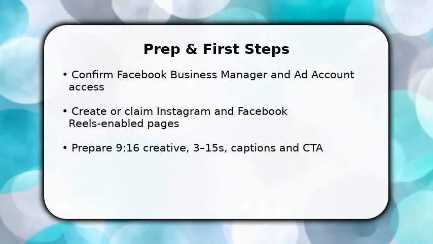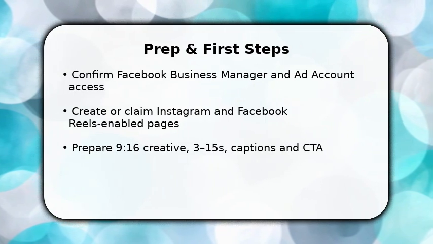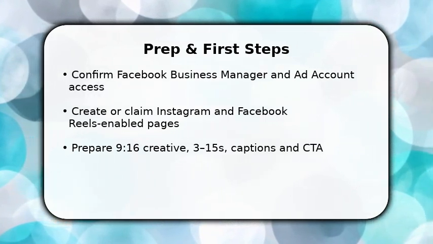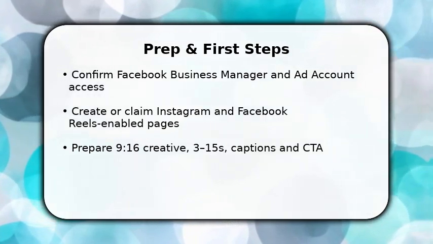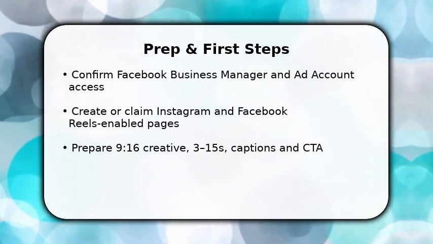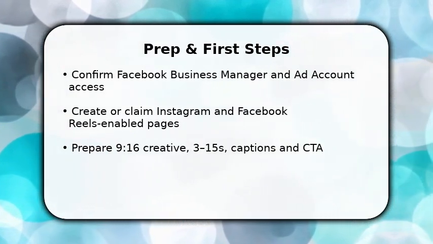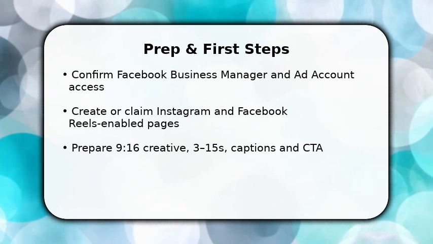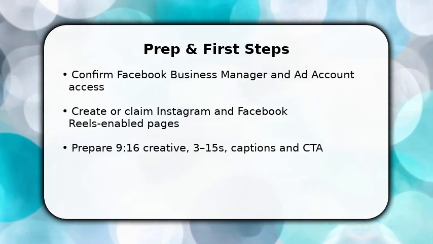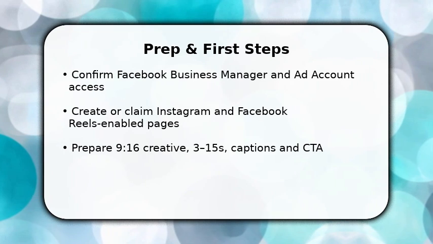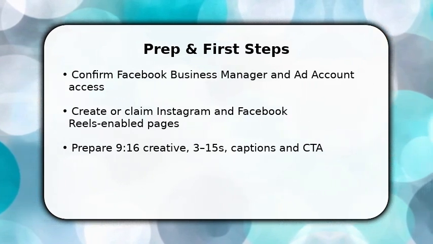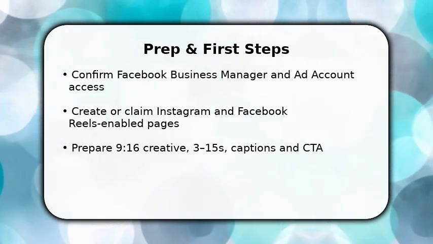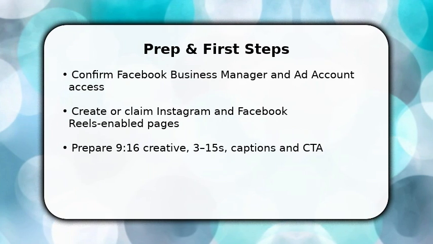You start by ensuring you have Business Manager access and an active ad account. This empowers ad buying and measurement. Next, link your Instagram if you plan cross-posting, and verify Reels is enabled on your page because format eligibility matters. Once done, assemble vertical 9/16 footage, 3 to 15 seconds ideal, plus a clear CTA and caption.